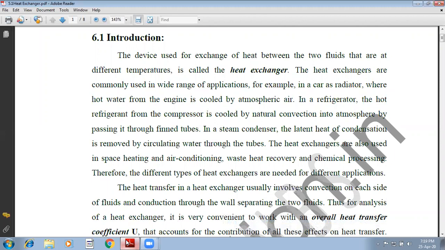There are many applications of heat exchangers. It could be radiators, it could be refrigeration systems, it could be air preheaters, condensers, economizers, heat recovery, as well as chemical processing units, food processing units, etc.